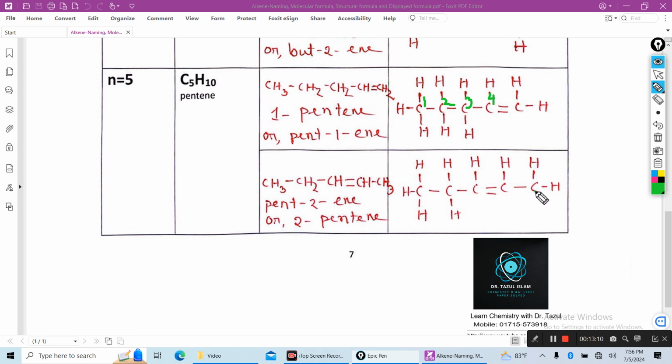And here 1 hydrogen, so this is 1, 2, 3, 4, 5, 2-pentene, because number 2 carbon contains the carbon-carbon double bond. This name will be 2-pentene or pent-2-ene, but if you count from the left-hand side 1, 2, 3, this would be 3-pentene or pent-3-ene. But you always count the smaller number, so this will be 2-pentene or pent-2-ene.